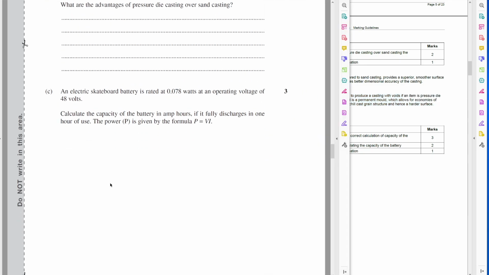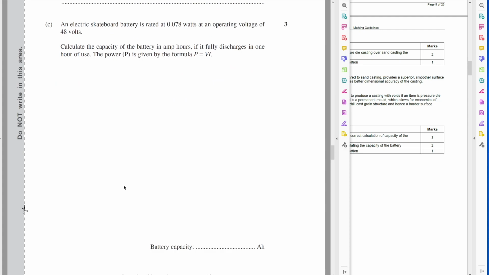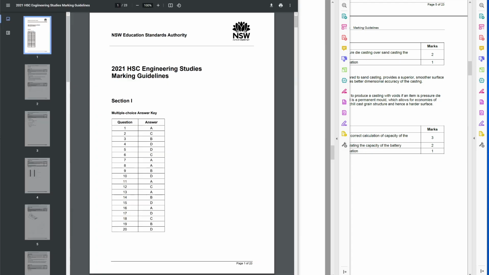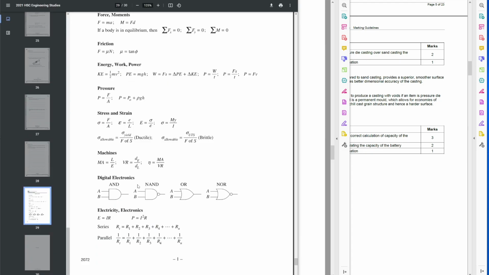Okay, so we've got a question here about amp hours. Now, this is something we're seeing with increasing regularity in the last years, especially in independent papers as well. So the idea here, when we're talking about amp hours, is that we know that power, we have the formula. We know that power is also equal to work over time, but power is also equal to volts times current. Now, in the formula sheet, I think they write it as IE or EI or something like that.